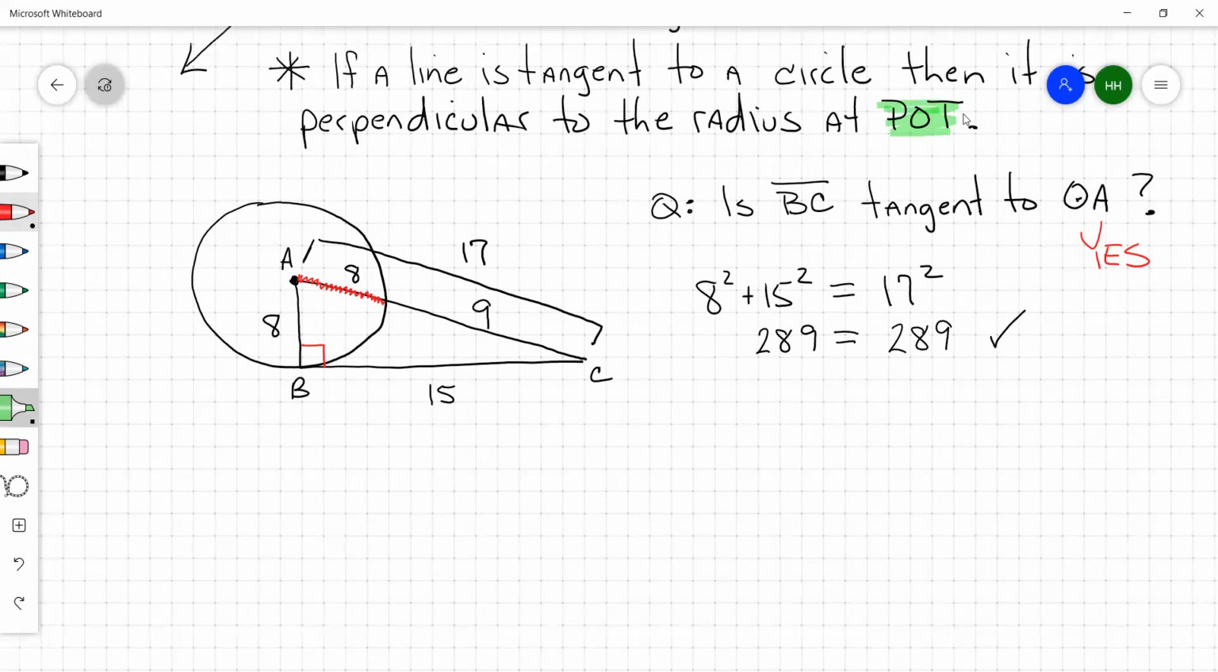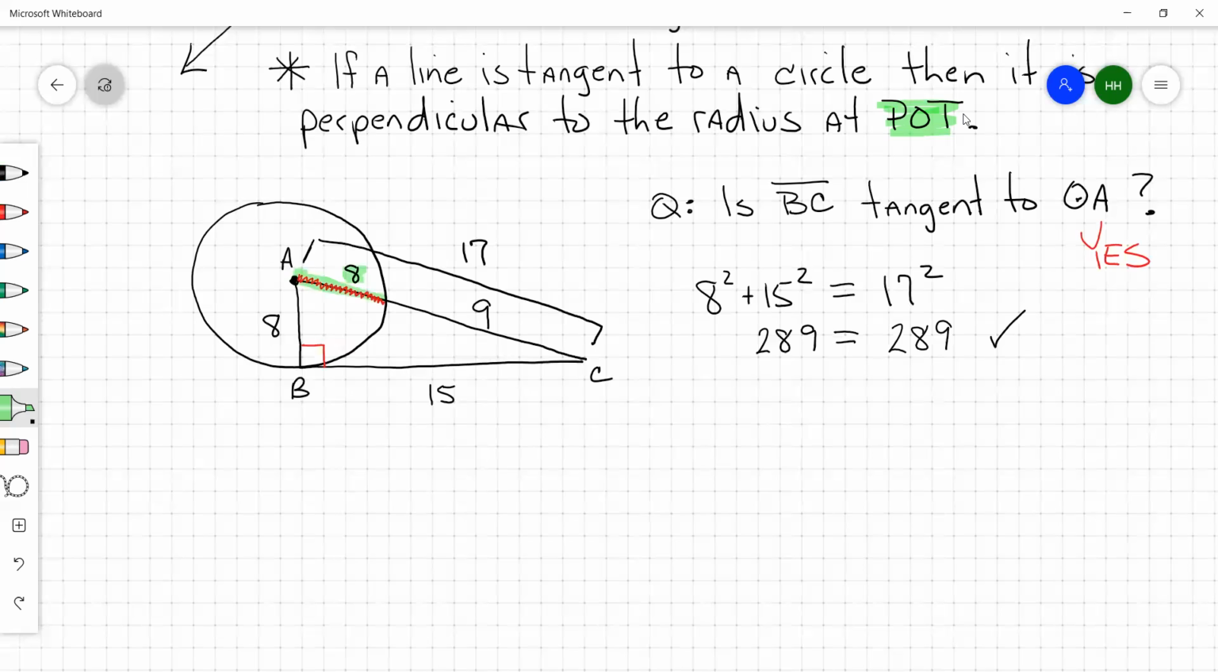Here's the piece that gets forgotten about all the time. Right there. That's why I redded it in. People say 8 squared plus 15 squared equals 9 squared, and it doesn't work. And they go, well, no, it's not a right angle, no, it's not tangent. Well, you forgot about that 8 piece right there. And then you forgot to add the 8 to the 9. So be careful. That's a be-careful spot right there. Got it?